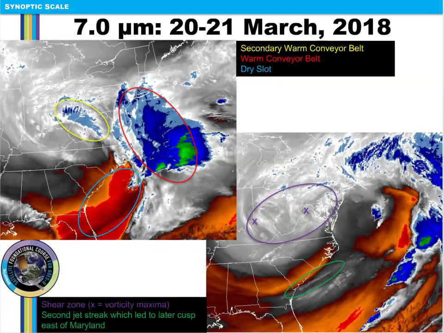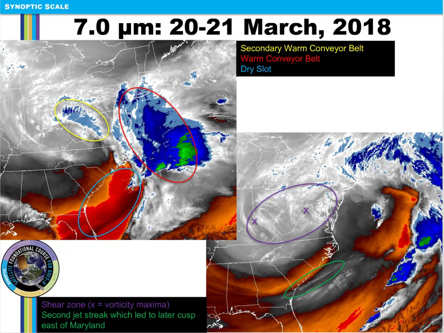This static image from two different times allows you to focus in on some of the features we just discussed, and I'll allow you to see the loop once again after this slide. In the upper left is the earlier image with a clearly defined dry slot annotated in the blue oval, the warm conveyor belt in the red oval, and the secondary warm conveyor belt in the yellow oval. Typically, the secondary warm conveyor belt is referred to as the trowel after occlusion begins.